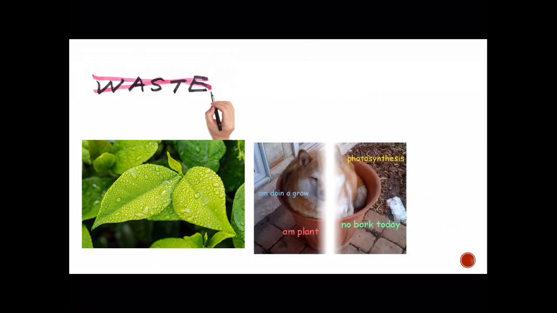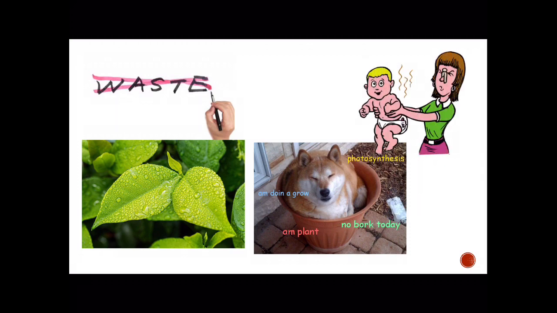How do animals get rid of waste? Like this dog who thinks he's a plant. He will no bork today. This dog gives off waste in other ways too, such as, yes, you guessed it, getting rid of all this excess waste keeps an organism healthy.